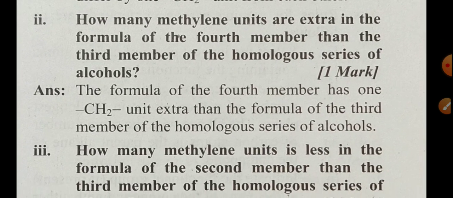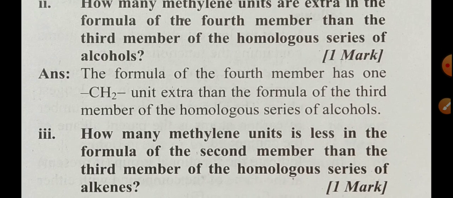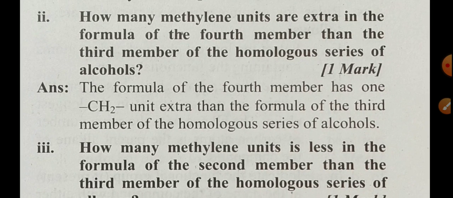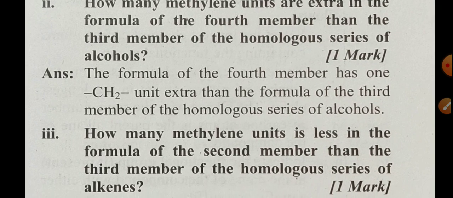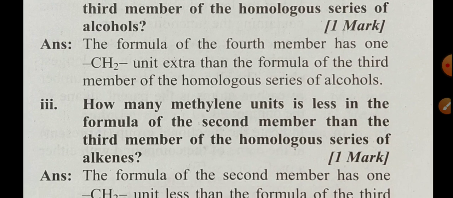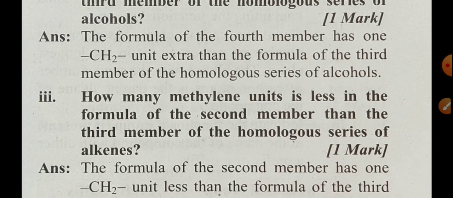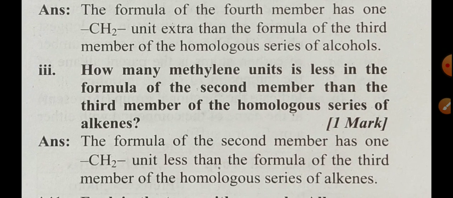Second question. How many methylene units are extra in the formula of the 4th member than the 3rd member of the homologous series of alcohol? You do the subtraction. So 4th member means butanol and 3rd member means what? Propanol. You find out the difference. The formula of the 4th member has 1 CH2 unit extra than the formula of the 3rd member of the homologous series of alcohol. That means 1 CH2 group, a methylene group, is the difference in these homologs. Third question is given.